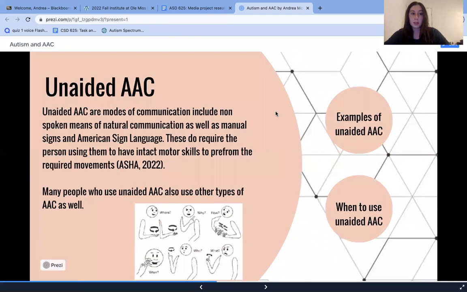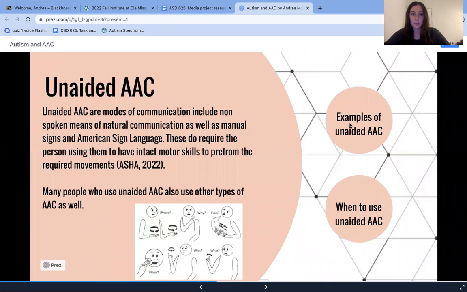So unaided AAC are modes of communication that include non-spoken means of natural communication as well as manual signs and American Sign Language. These do not require the person using them to have intact motor skills to perform the required movements. Many people who use unaided AAC also use other types of AAC as well. So this can be in combination with some of the other AAC devices that we're going to get into.